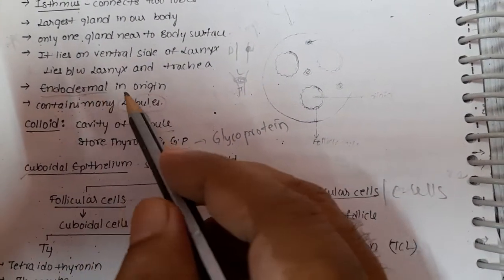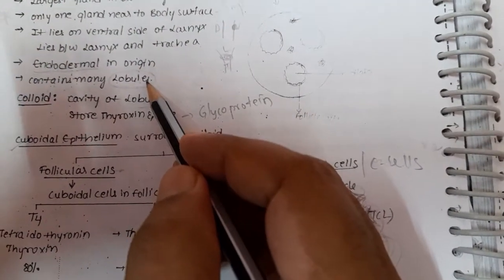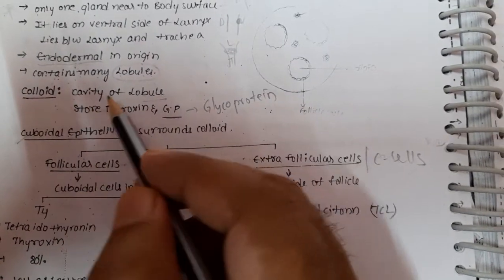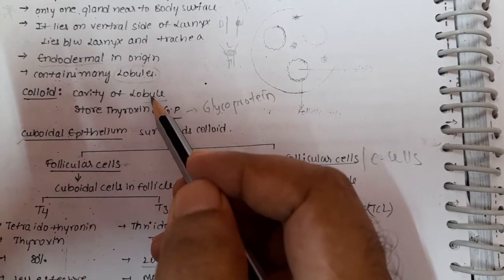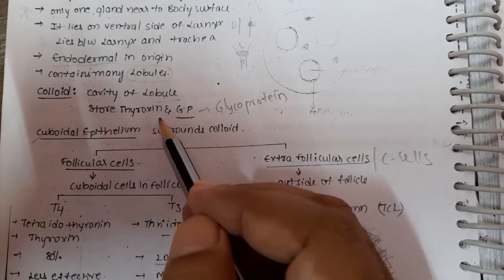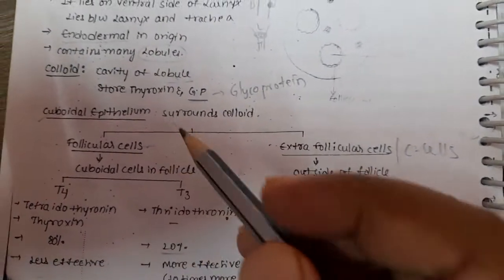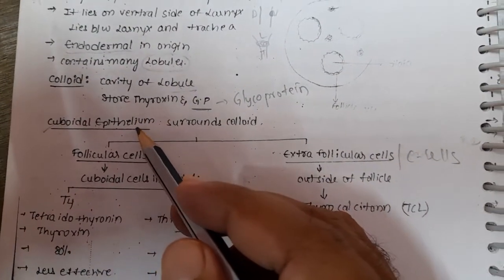The thyroid is endodermal in origin, and it contains many lobules. The cavity of the lobule is called colloid. It stores thyroxine hormone and a glycoprotein, thyroglobulin, and here is a very important point.